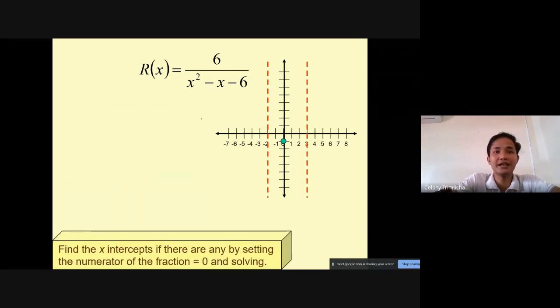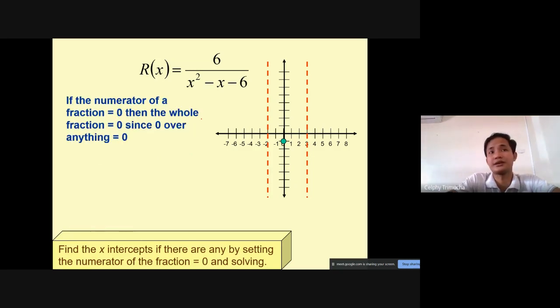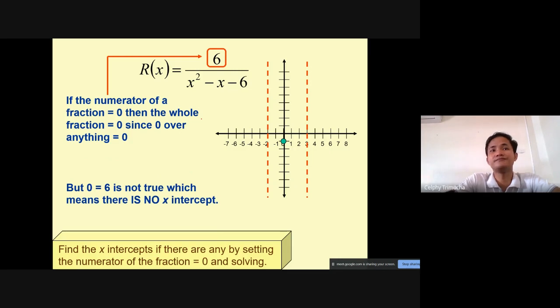Next, find the x-intercept, if there are any, by setting the numerator of our fraction equal to 0. If the numerator of the fraction is equal to 0, then the whole fraction is equal to 0, since 0 over anything is equal to 0. But 0 is equal to 6 is not true, which means we have no x-intercept. So this function has no x-intercept. That means the graph does not touch the x-axis.